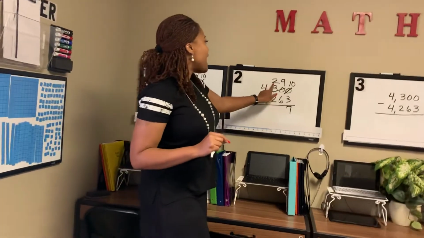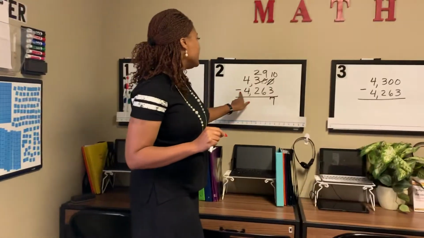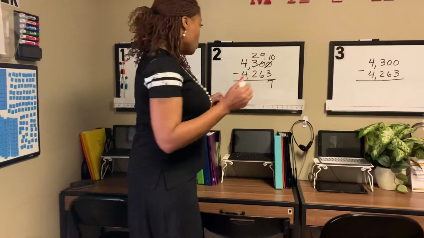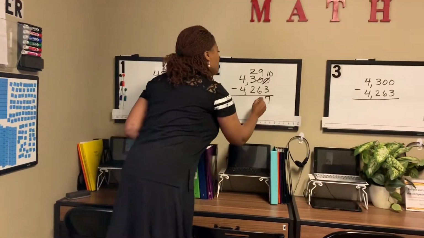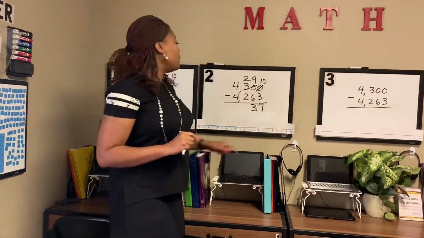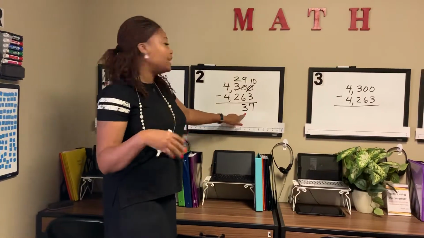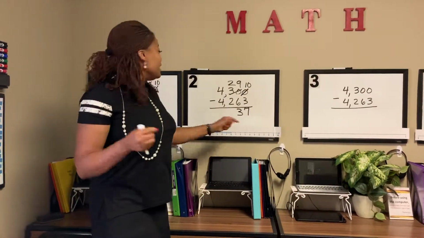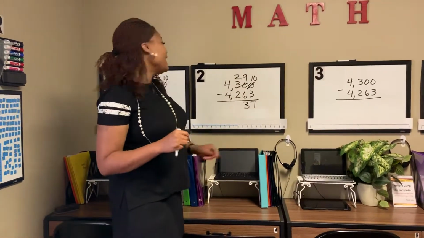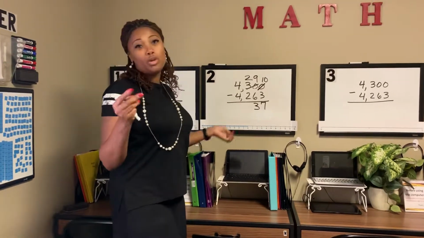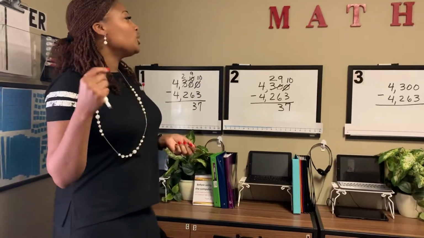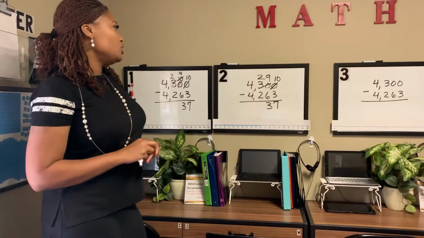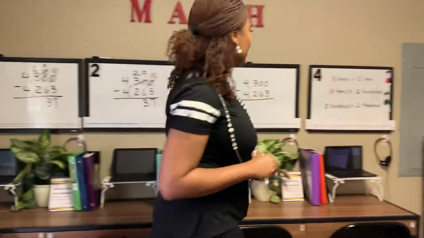But watch this, I have 29 tens minus 26 tens. Well, what does that leave me with? That leaves me with 3 tens. And we know place value, that 3 tens is 30. See how cool it is? 37. And finally, 4,000 minus 4,000 is no thousand. So you can always teach your students how to subtract.